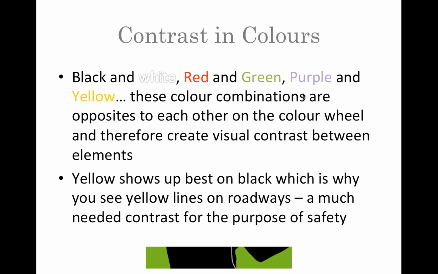So opposites attract, like black and white, red and green, purple and yellow. So those color combinations are opposites of each other on the 12-point color wheel. And if you take a look once again at the color theory review, you can take a look at what makes a good color contrast.